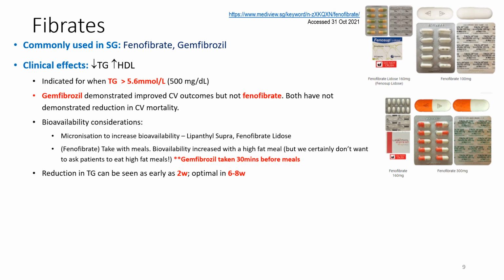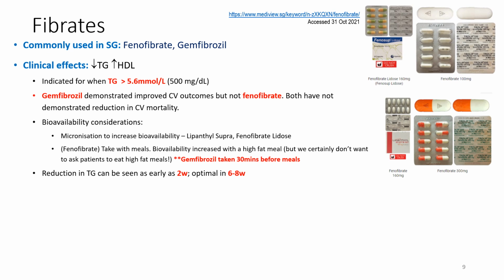Recall that step 1 was to really look at secondary causes. Step 2 was to modulate your lifestyle, whether it be dietary or weight loss or exercise. And then it was only step 3 that you think about treating, and we'll talk about what to treat with first later on. However, remember that fibrates are indicated when, straight off, triglycerides are more than 5.6 millimoles per liter. Now, Gemfibrozil has demonstrated improved CV outcomes, but not Fenofibrate, and both have not demonstrated reduction in CV mortality.